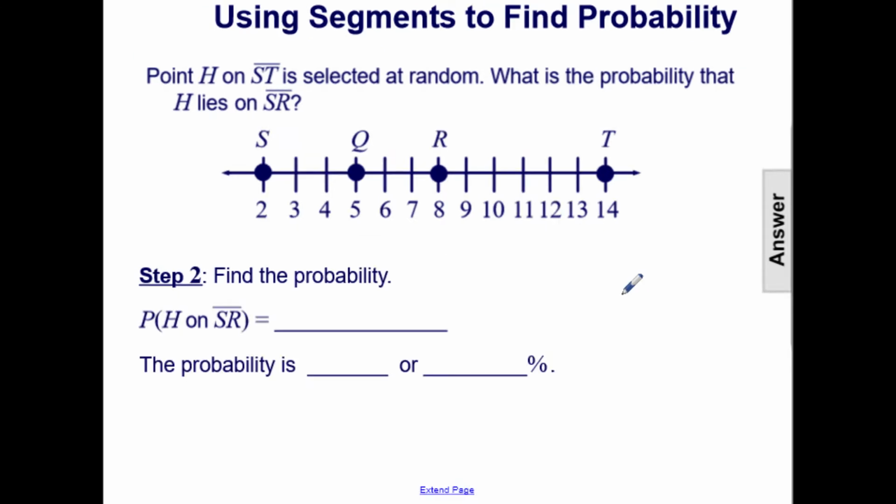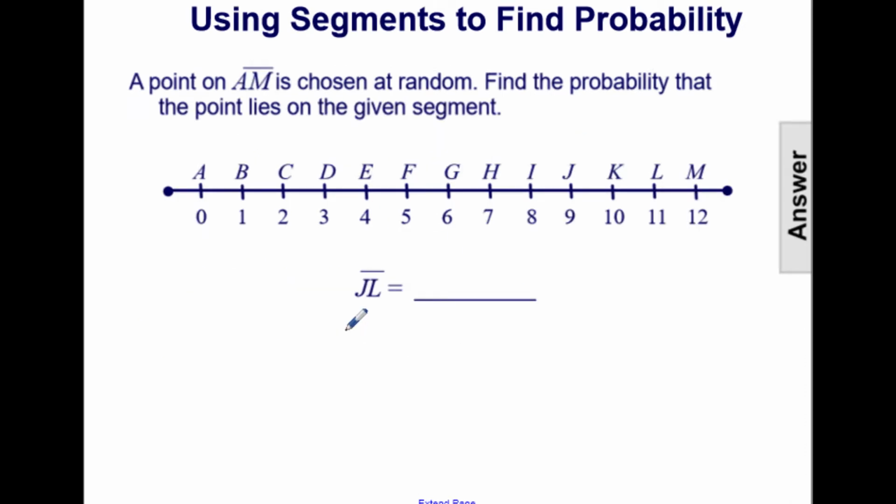Step number 2 is to now find the probability. So the probability of H on SR would be the length of SR over the length of ST. We said that SR was 6 and ST was 12. So 6 over 12 would mean our probability is 1/2. That's it written as a fraction. You could also have the probability as 0.5 or 50%.